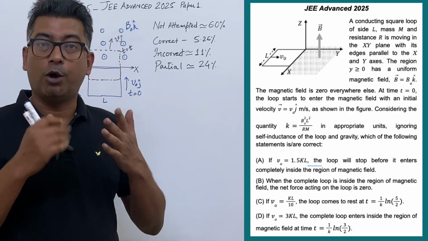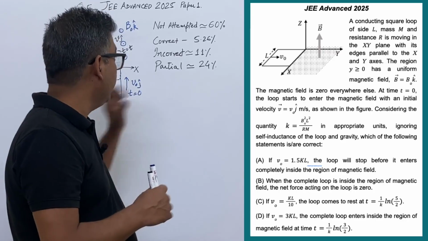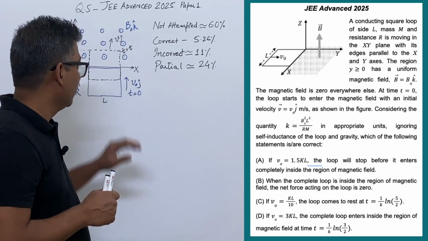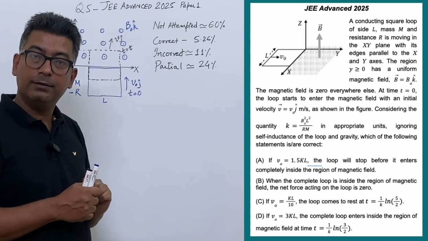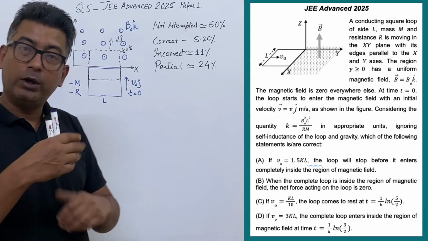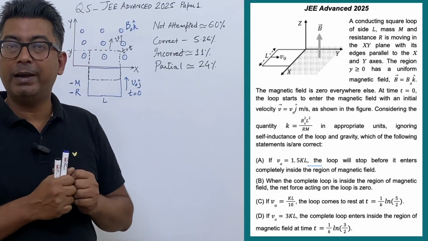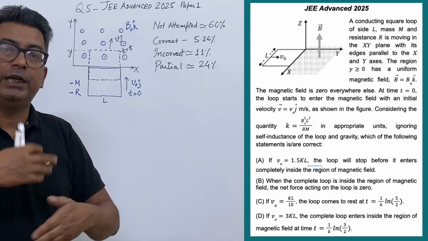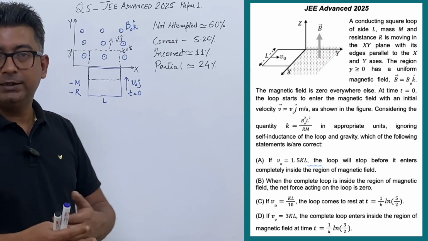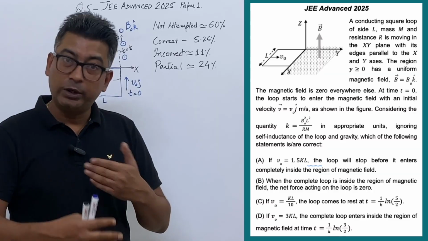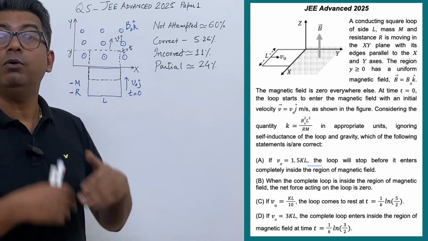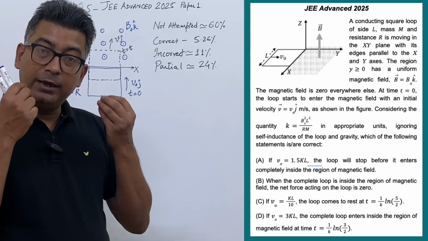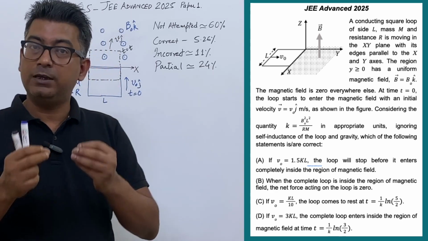And we have four options. Just by looking at it, we can simply say that option B is correct. Why so? Let's say the loop has completely moved inside the magnetic field. What happens if the loop is completely inside a uniform magnetic field? Even if it moves further or stops, there is no change in flux. If there is no change in magnetic flux, there is no potential difference. If there is no potential difference, there is no current. If there is no current, there is no force. Makes sense? So just by reading the problem, we can say option B is correct.